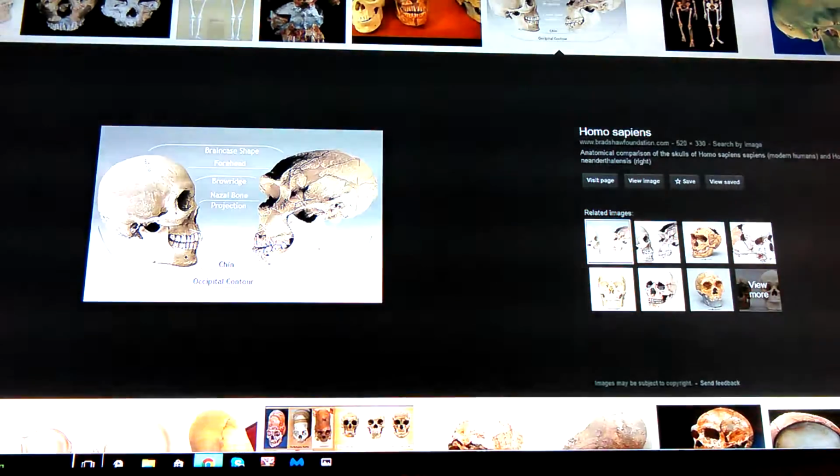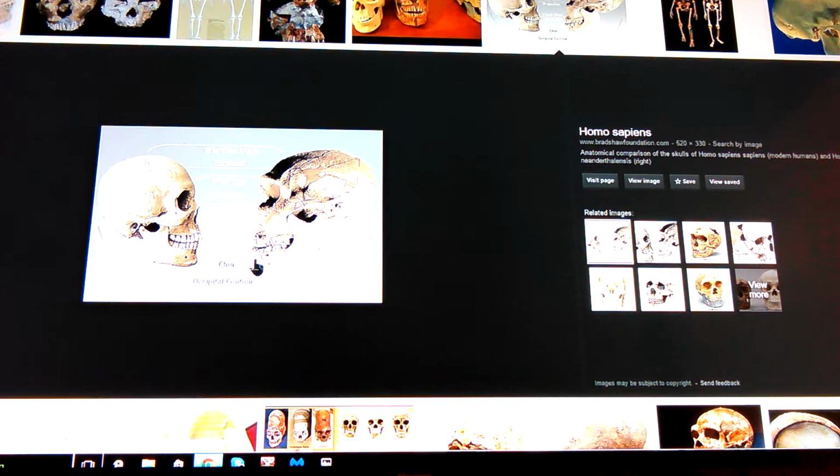But first, I want to show you Neanderthal man and Homo sapien, because a lot of people are going to say, oh, you're remembering Neanderthal man. No, okay, so here's Neanderthal man. The first thing you notice is the forehead's different. The brain case shape is different. The brow bridge is different. The nasal bone projection, this is more flat, that's more protruded. Look at the cheekbones, the angulation of the cheekbone and the angulation of this cheekbone, and then the chins are different.